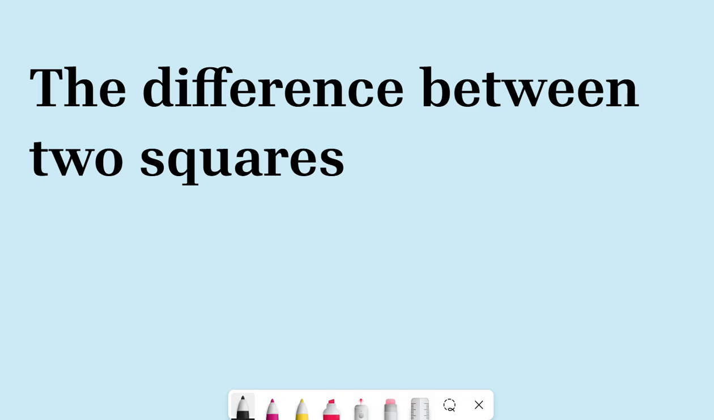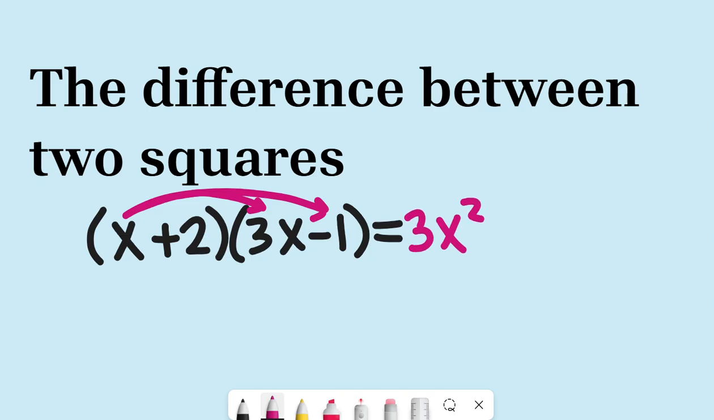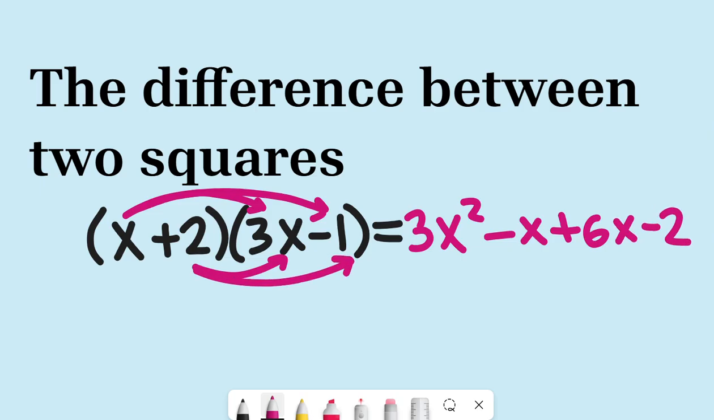So the last thing that we did was expanding the brackets. If you multiply, for example, x plus 2 by, let's say, 3x minus 1, we said last time the way we do this is we multiply everything by everything. So x multiplied by 3x will be 3x squared. x multiplied by minus 1 will be minus x. Then 2 multiplied by 3x will be 6x. And 2 multiplied by minus 1 will be minus 2.